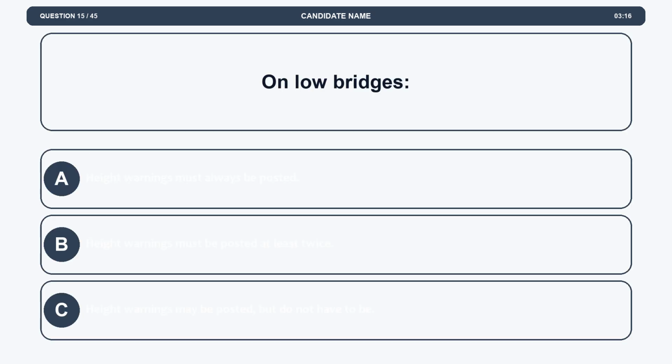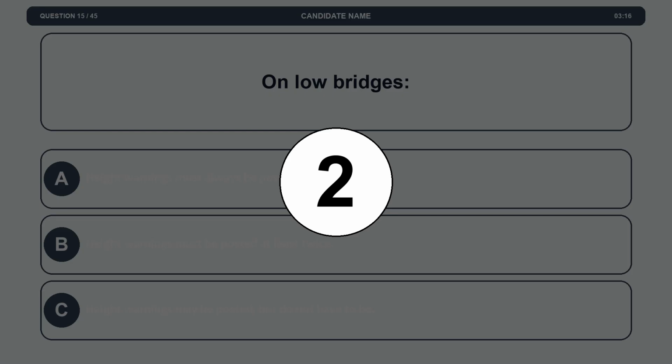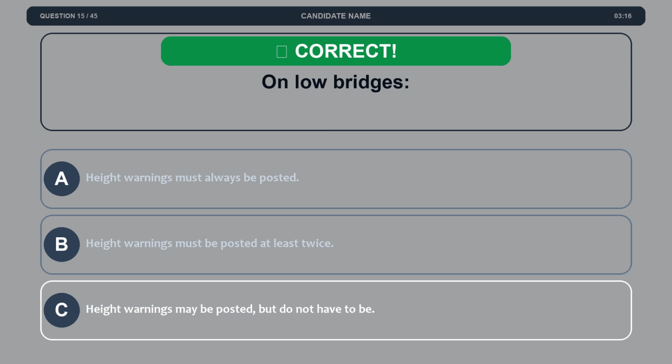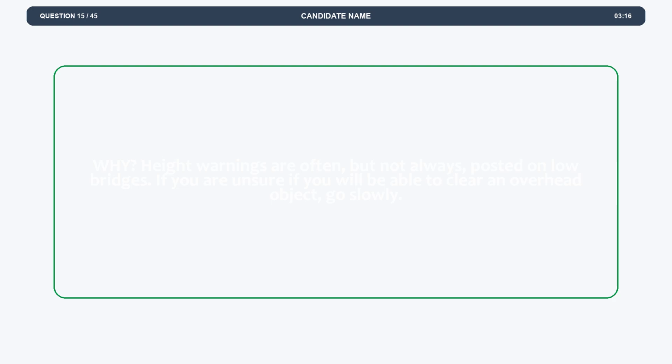Question 15. On low bridges. Option A. Height warnings must always be posted. Option B. Height warnings must be posted at least twice. Option C. Height warnings may be posted, but do not have to be. The correct answer is option C. Height warnings may be posted, but do not have to be. Explanation. Height warnings are often, but not always, posted on low bridges. If you are unsure if you will be able to clear an overhead object, go slowly.